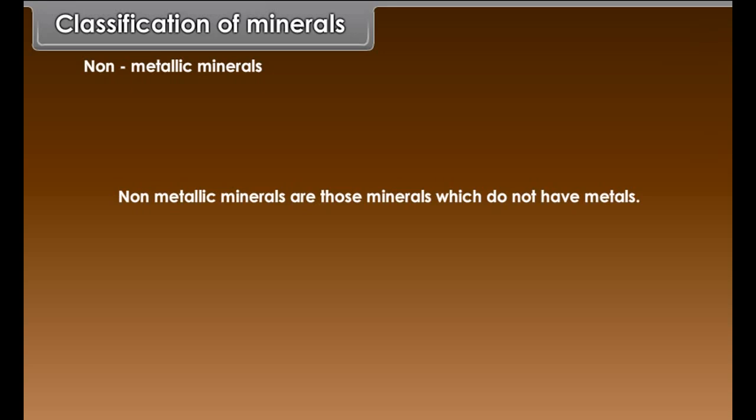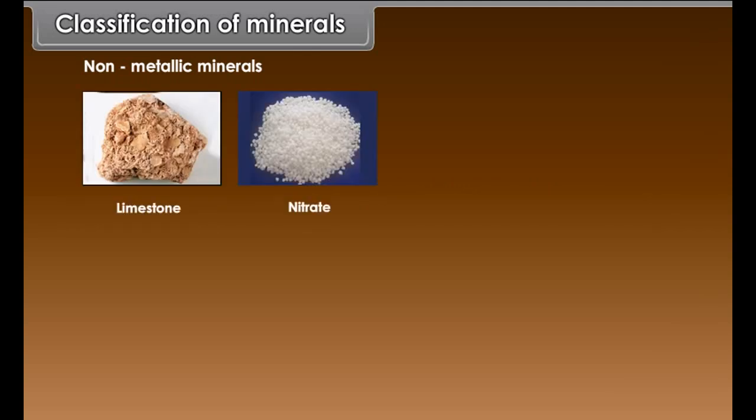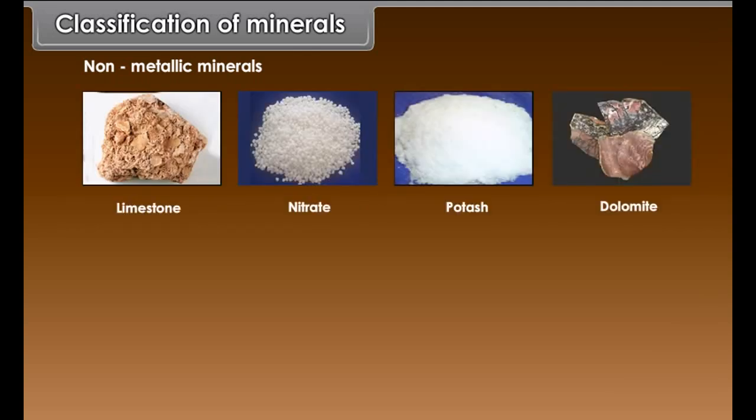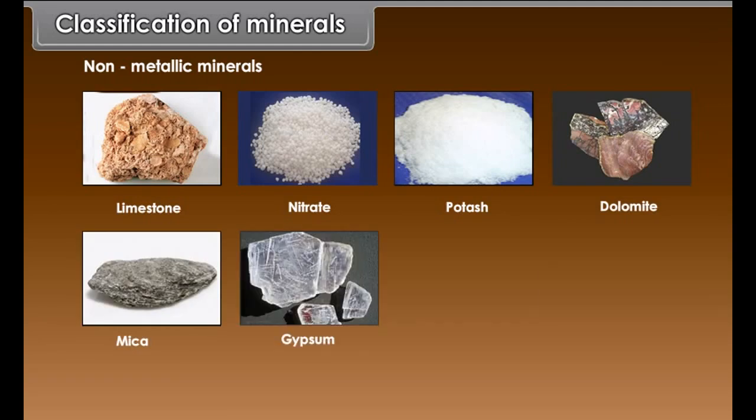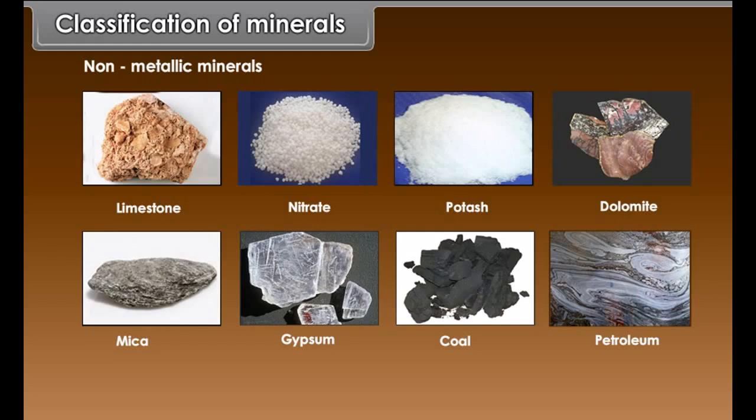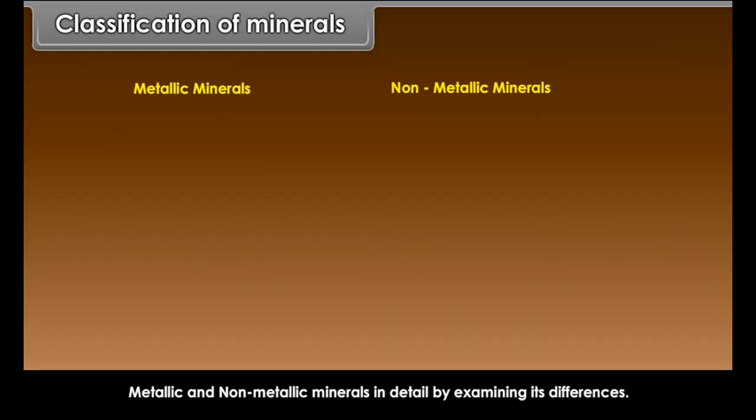Non-metallic minerals. Non-metallic minerals are those minerals which do not have metals. Example: limestone, nitrate, potash, dolomite, mica, gypsum, coal, petroleum, etc. Now, we will study metallic and non-metallic minerals in detail by examining their differences. Metallic minerals have luster. Non-metallic minerals are dull in luster.